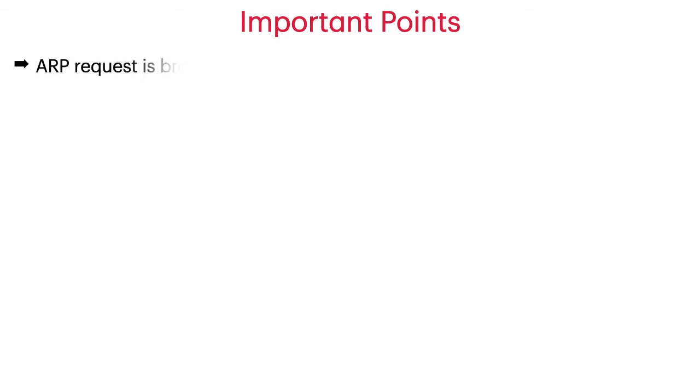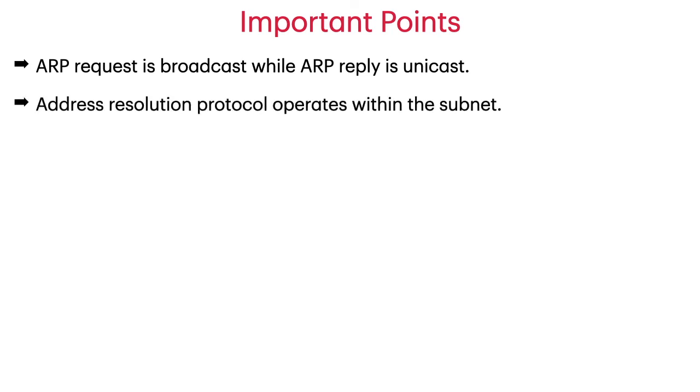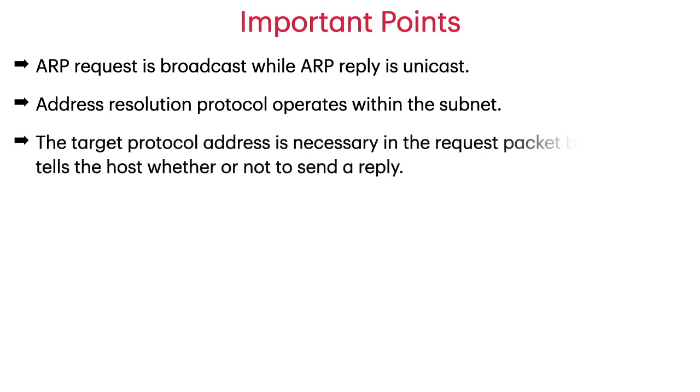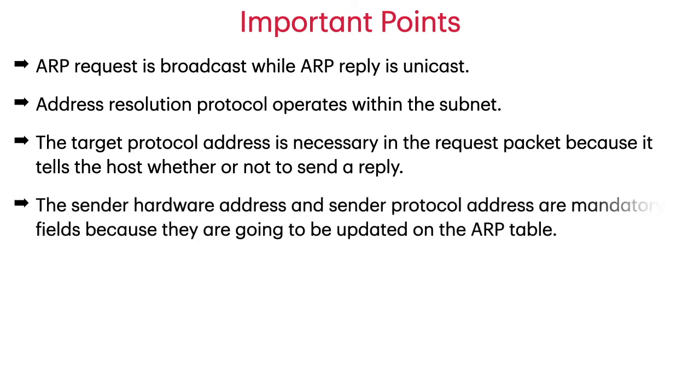Please note some important points about address resolution protocol. ARP request is broadcast while ARP reply is unicast. Address resolution protocol operates within a subnet. The target protocol address is necessary in the request packet because it tells the host whether or not to send a reply. The sender hardware address and sender protocol address are mandatory fields because they are going to be updated on the ARP table.